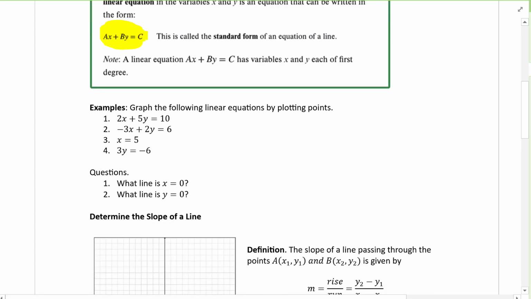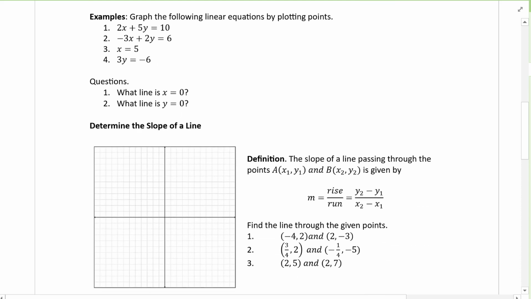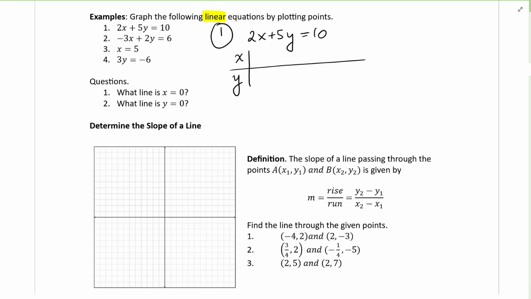So let's take a look at some examples. Let's take a look at examples 1 through 4, where it says, graph the following linear equations by plotting points. I'm going to do example 1: 2x plus 5y equals 10. I want to graph it by plotting points. I know they are linear equations, which means the graph is going to be a line, so 2 points are enough.